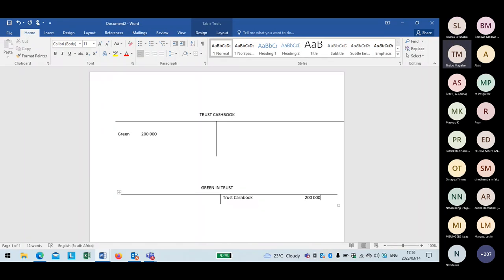Sorry, Prof. By the way, you said that Green in trust is a general ledger. It's a GL. Is it a general ledger? Yes, it's a ledger. All right. But don't write general ledger. Please write as we do here now. Okay.